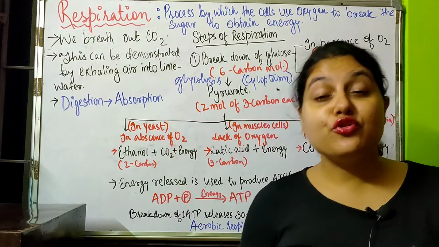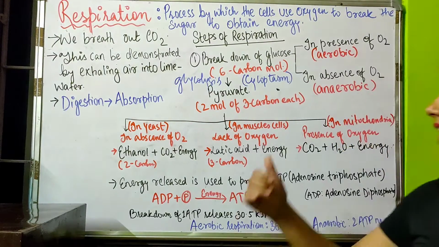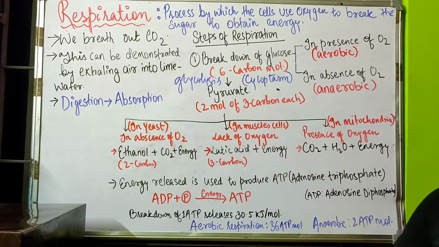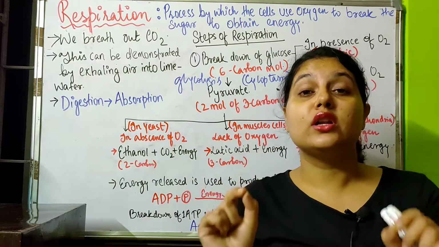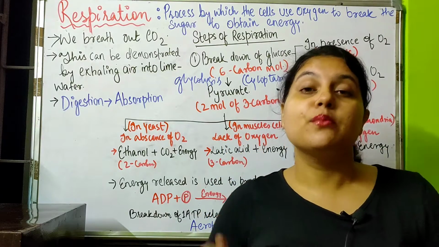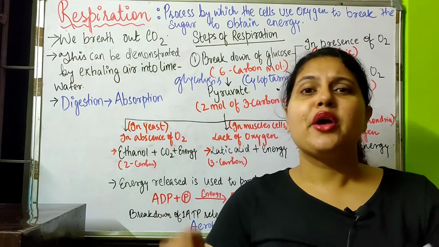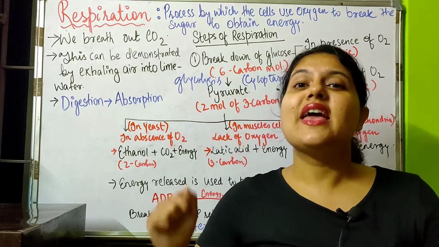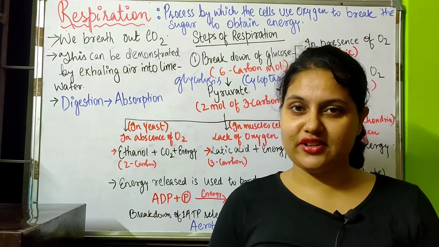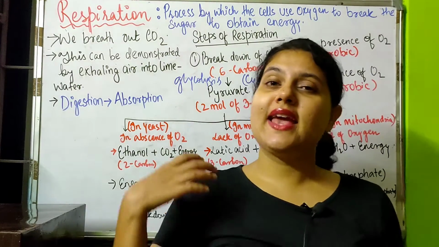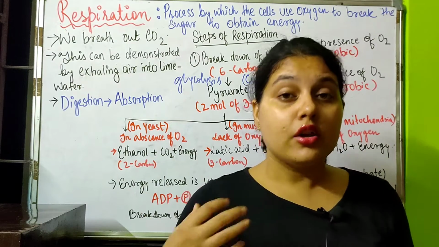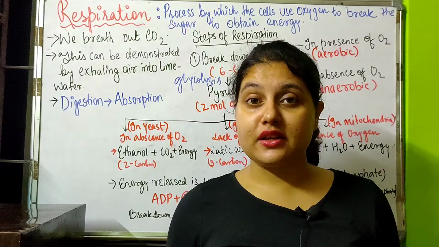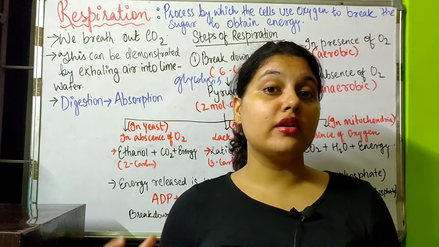And next is the unique form of respiration that happens in our muscle cells. It does not happen at all times. It happens only in a certain period of time, when our muscle cells are very tired because of excessive physical activity. What happens when you are doing excess physical activity or running a marathon? Your legs will start paining, isn't it? There will be cramps in your legs.